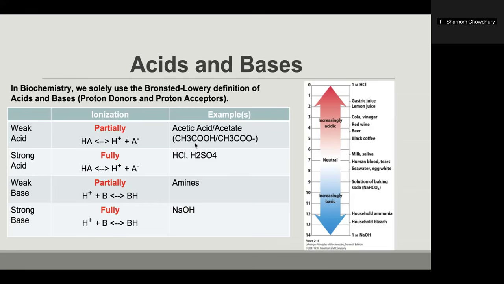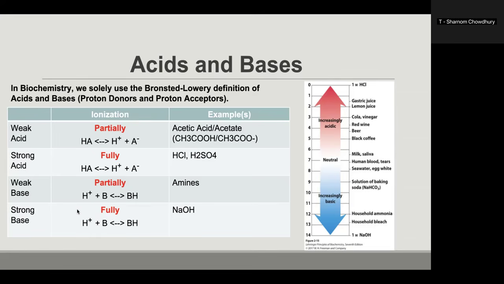Here, an example is acetic acid, CH3COOH, which can dissociate into CH3COO minus and an H plus ion. So it's partially dissociated. However, a strong acid completely dissociates. Here, A just resembles any strong acid, so it could be HCl or H2SO4, which can fully dissociate into hydrogen ions and chloride ions, or hydrogen ions and SO4 ions.